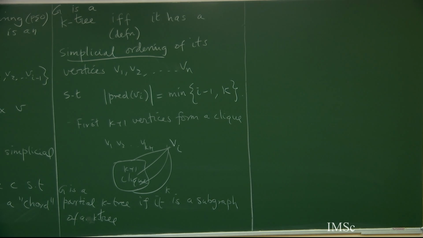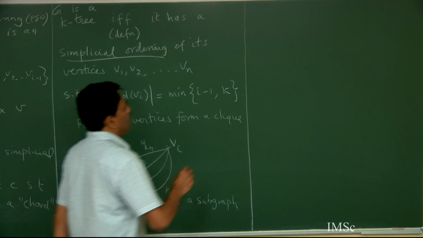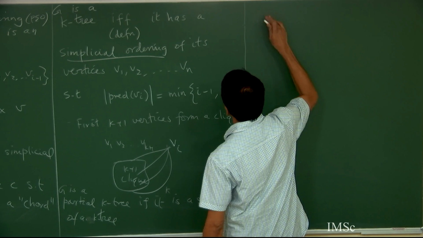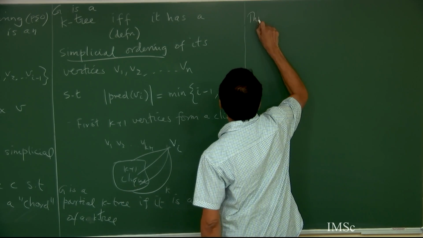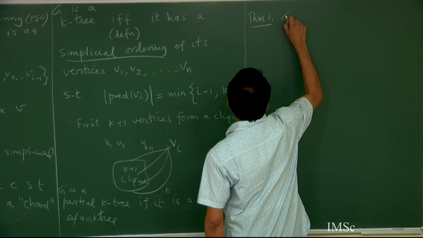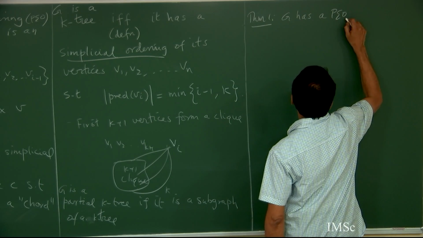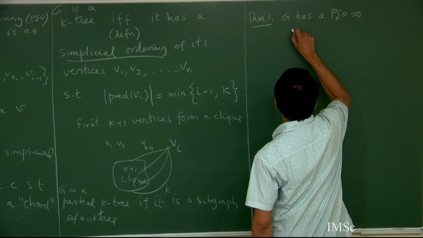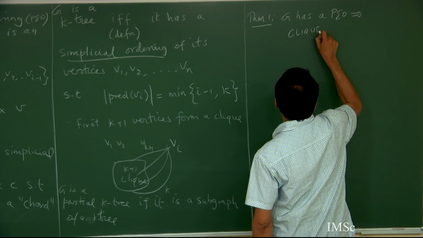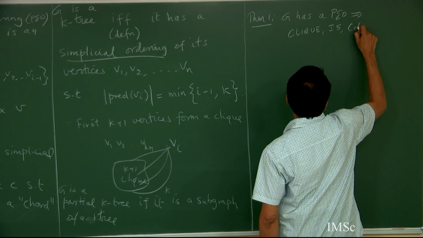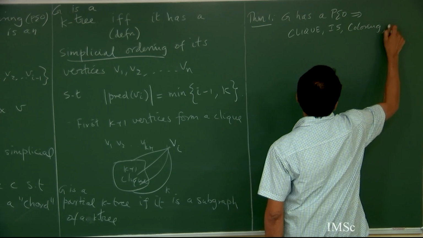So, what is the use of it, right? So, if G has a perfect elimination ordering, here are some theorems we will see. Clique, independent set, coloring, vertex cover.